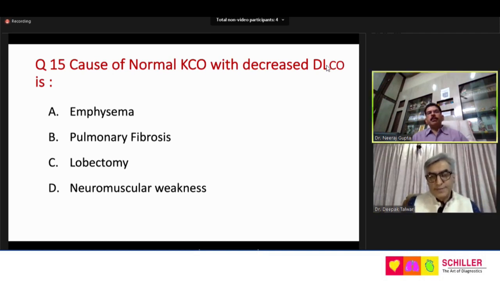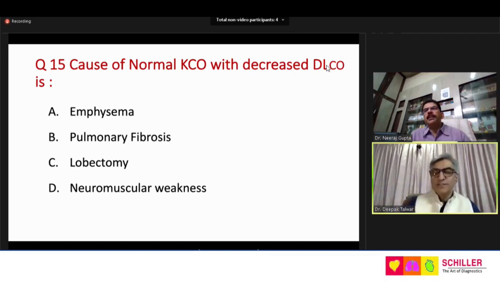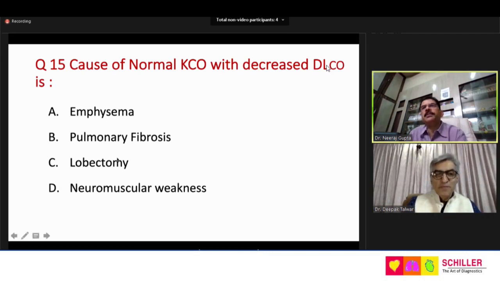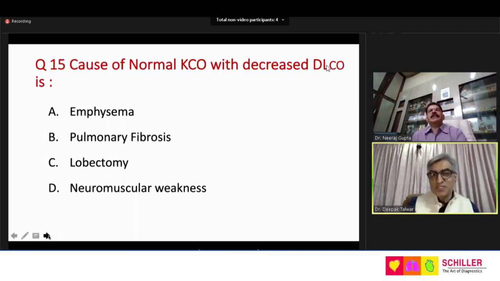So 50% have polled for neuromuscular weakness, 25% for lobectomy, and 25% for emphysema. None have polled for pulmonary fibrosis. That's very good, actually. Although I have just explained in the previous slide that in pulmonary fibrosis it can happen, that doesn't mean it's a usual phenomenon. It only means that if you get it, it is still pulmonary fibrosis. Don't ignore that.